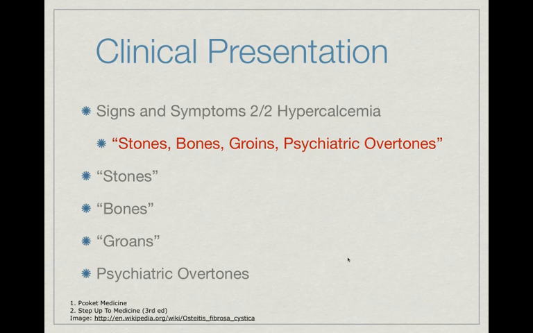So stones. So what are you thinking here? I said calcium levels are high. What does that do to the kidney? Well, high calcium levels lead to the production of calcium stones, so nephrolithiasis, and also just deposition of calcium in the tissue, or nephrocalcinosis.